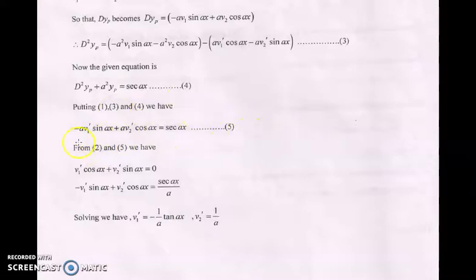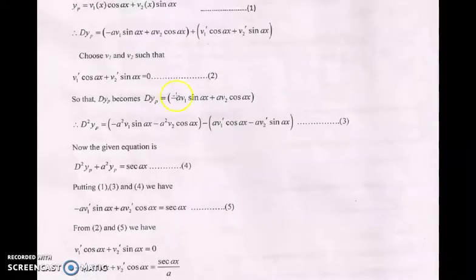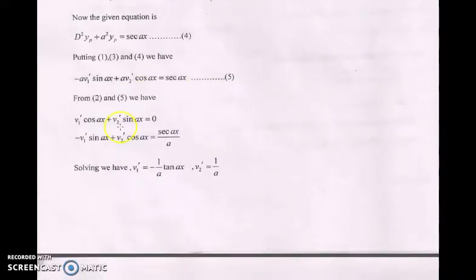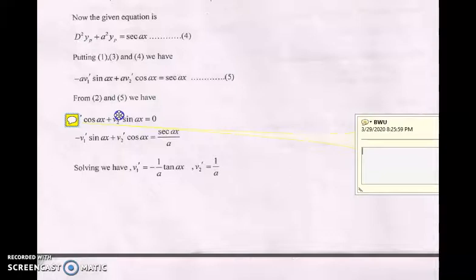You also mentioned that we solve equations 2 and 5. If we solve these two equations, we find the values of v1 and v2. You can choose any method: elimination, substitution, or cross multiplication. We get the solution: v1 dash is this, v2 dash is this. That is your homework: calculate v1 dash and v2 dash from these two equations.